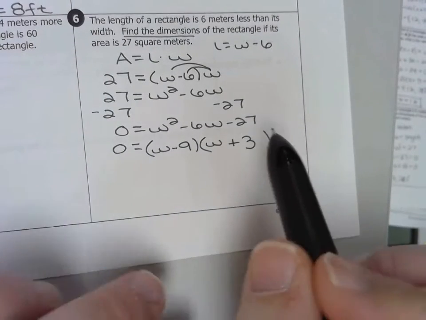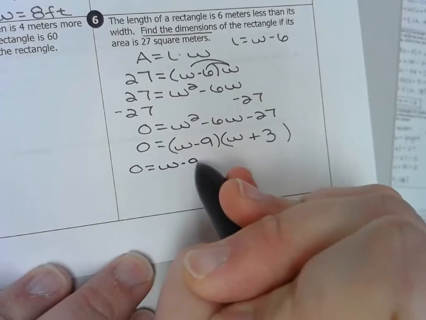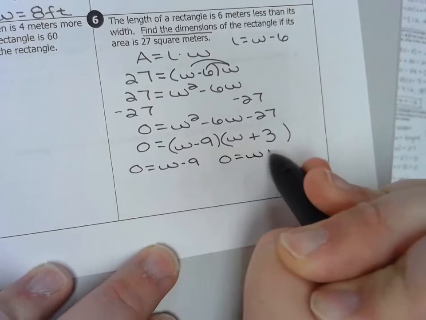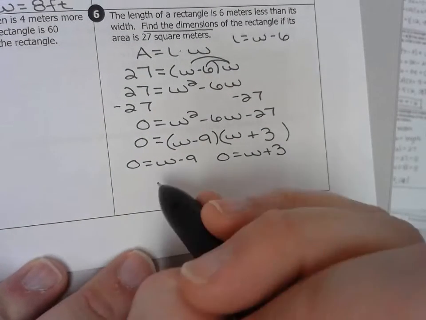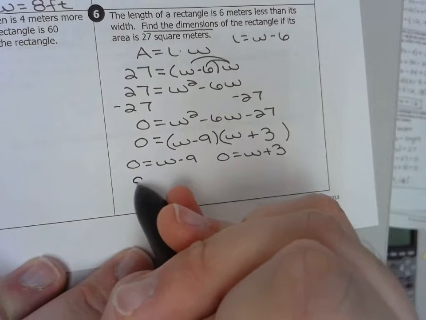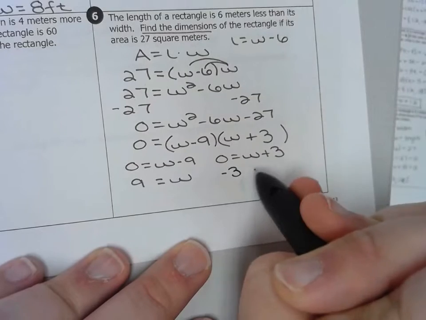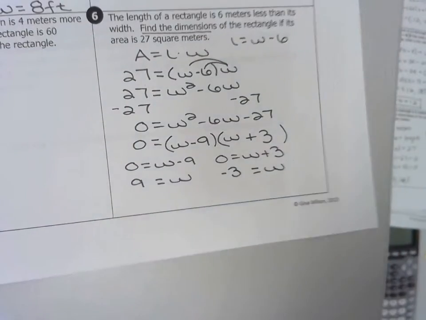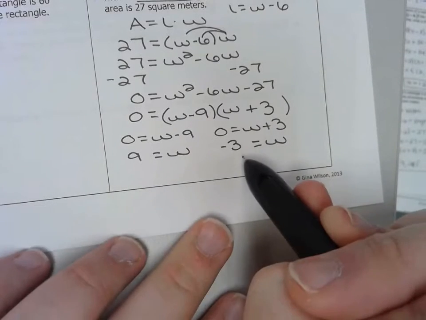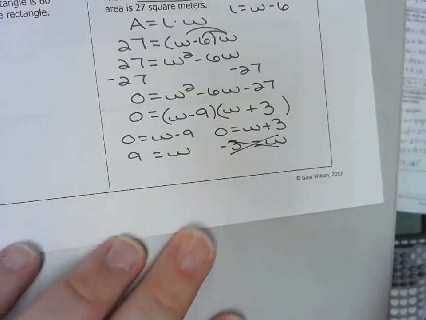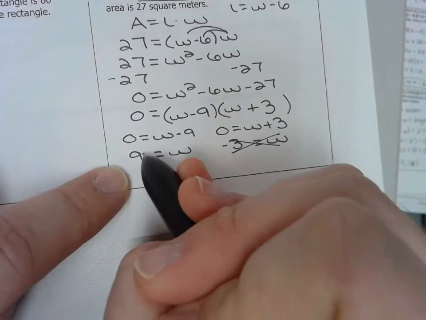Okay. Is this solved yet? Nope. So take each part, set it equal to 0. One will be w equals what? 9. And one will be w equals negative 3. Well, let's think about this. W represents the width. Can I have a negative width? No. So I can't have a negative 3. So my width is 9 meters.